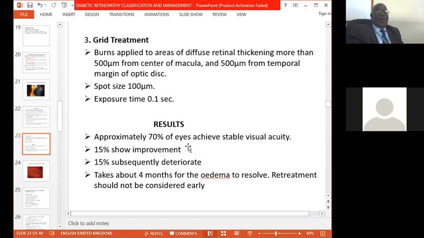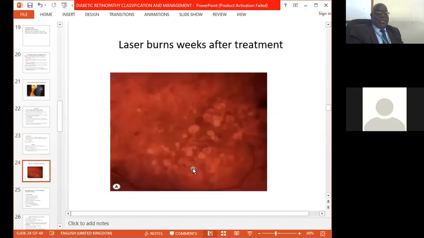And this is how it looks after treatment. These white patches are laser burns. When you treat it, you don't see the laser burns. After some time, those burns become like white scars on the retina. So if a patient comes, you will know that this patient had laser treatment.